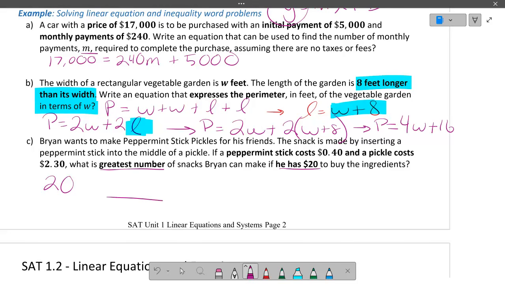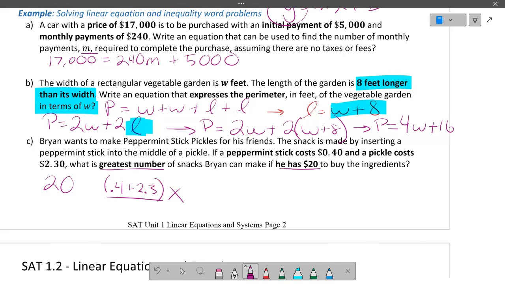Then over here, we have an expression that's the cost per snack. So how would I figure out the cost per snack? 40 cents plus $2.30. Yep. So each snack costs 40 cents plus $2.30. And then we can use a variable to represent each snack. So each snack is going to cost how much? $2.70.